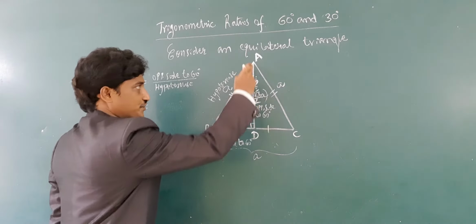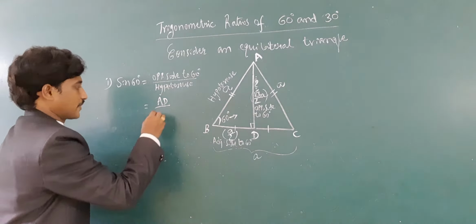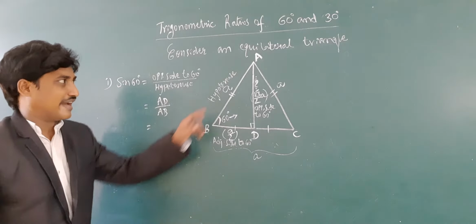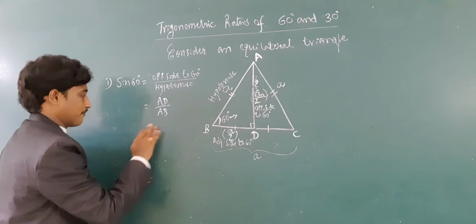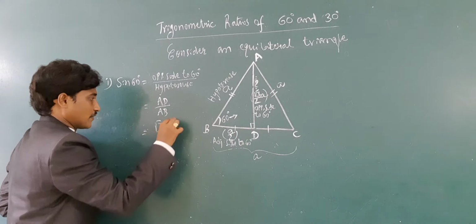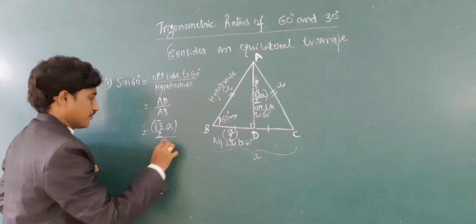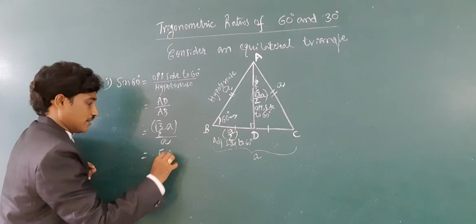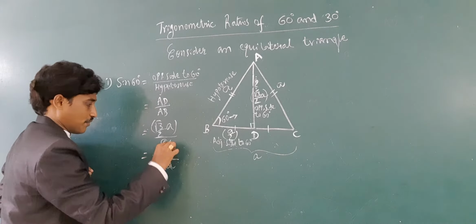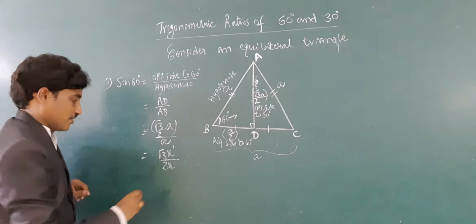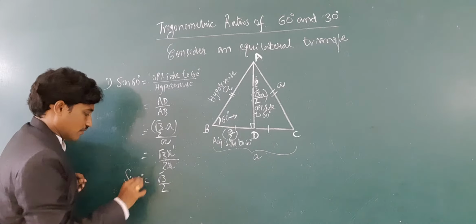The opposite side to 60 degrees is AD. Hypotenuse is AB. Here AD length is root 3 by 2 A, the height of the equilateral triangle. AB length is A units. So root 3 into A by 2 into A. A gets cancelled one time, as A is non-zero. So sine 60 degrees is root 3 by 2.